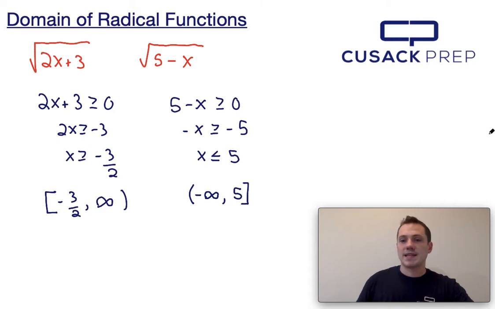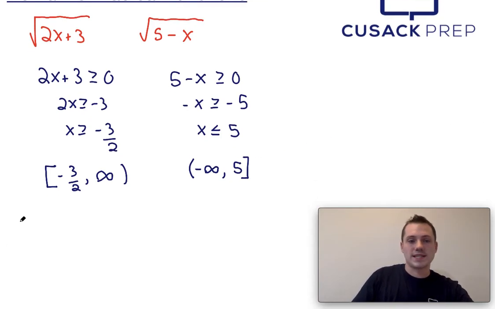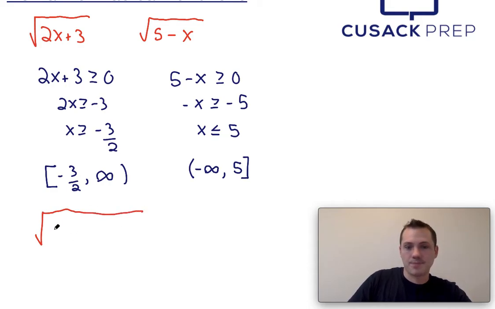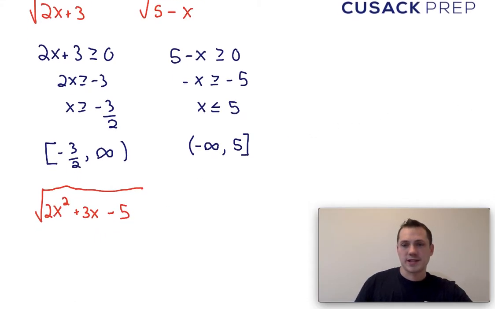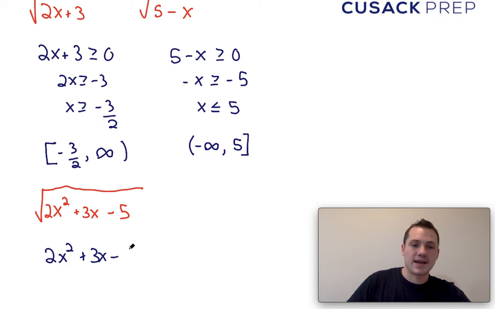Now, we could even have something that's a little bit more complicated, where what's inside isn't super straightforward, but maybe we're dealing with a quadratic or something like that. So let's say inside of the square root, we had 2x squared, I'll make these numbers up really quick, plus 3x minus 5. So this is a little bit more tricky, because what we have to do now is set this 2x squared plus 3x minus 5 to be greater than or equal to 0.